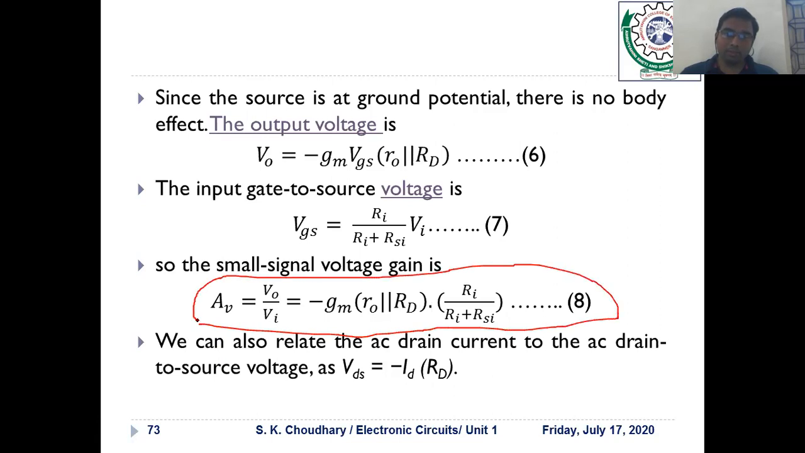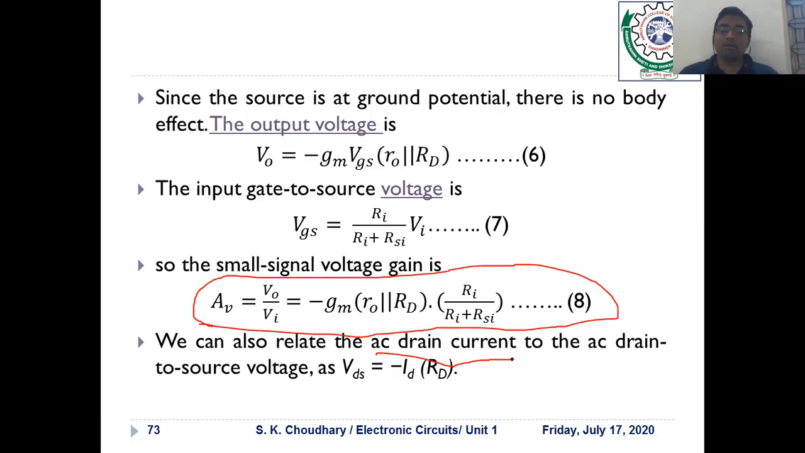Just write it down and remember it always. Now here you can see we have also defined the AC drain current, minus ID RD. DC we have already defined as Kn (VGS minus VTN) whole square.